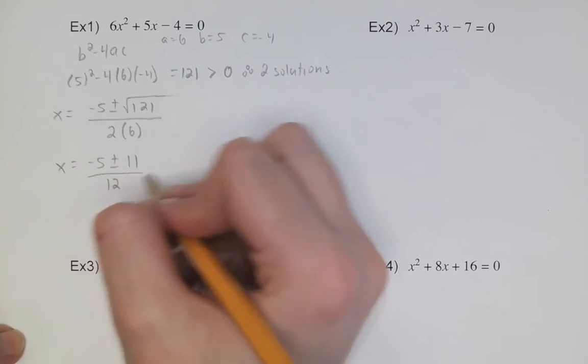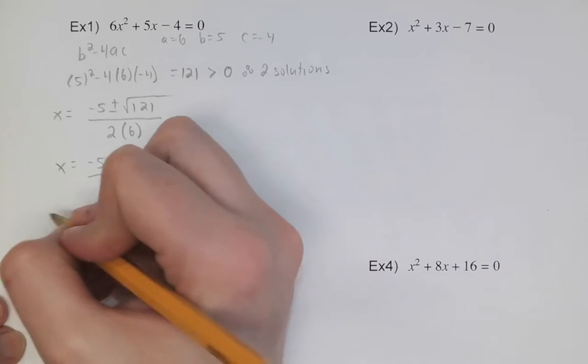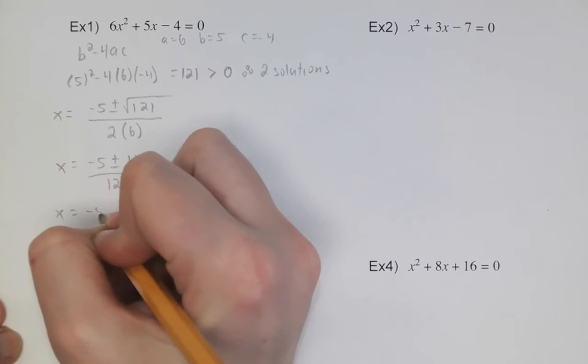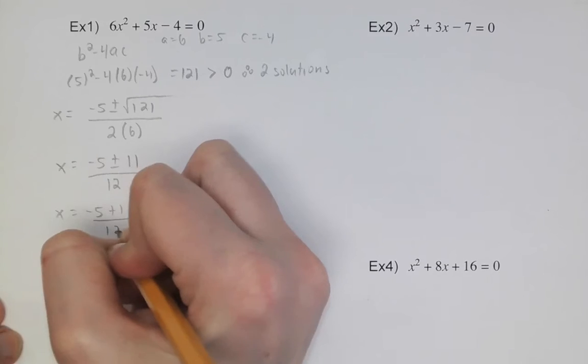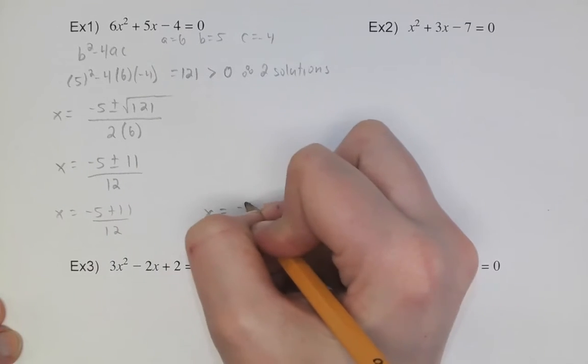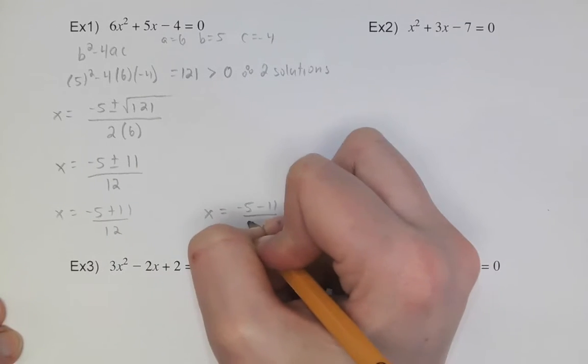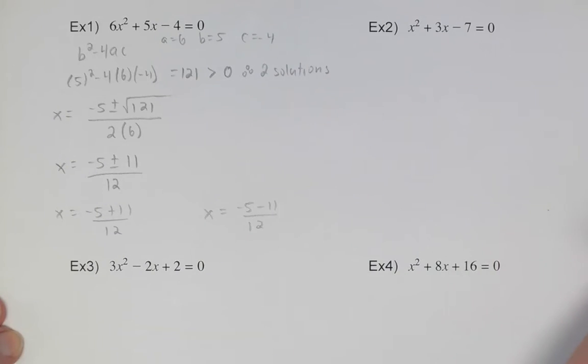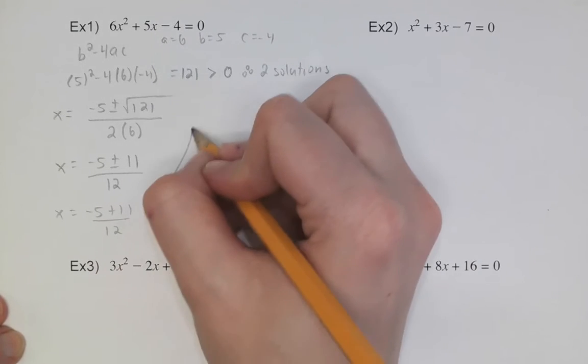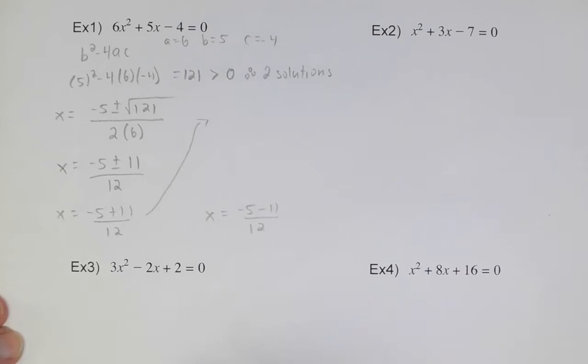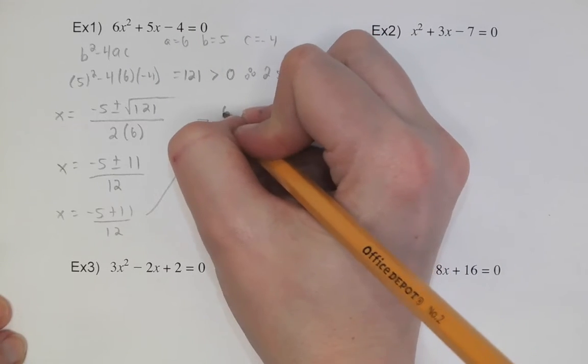So now, at this point, I'm going to break this up into 2. I'm going to say x is equal to negative 5 plus 11 over 12, and x is equal to negative 5 minus 11 over 12. And now we need to solve each of these. So let me bring this one up here. Negative 5 plus 11 takes us to 6.